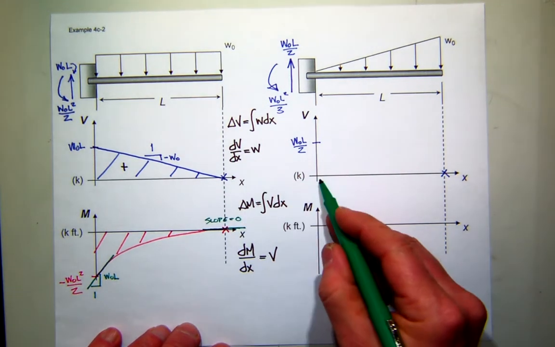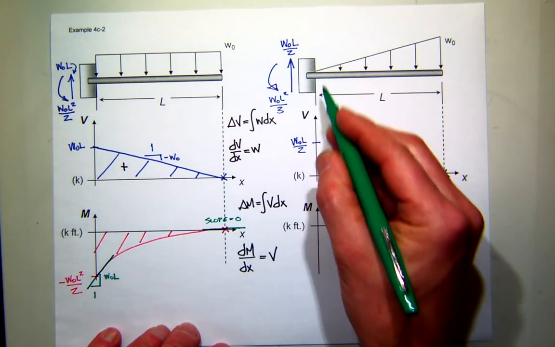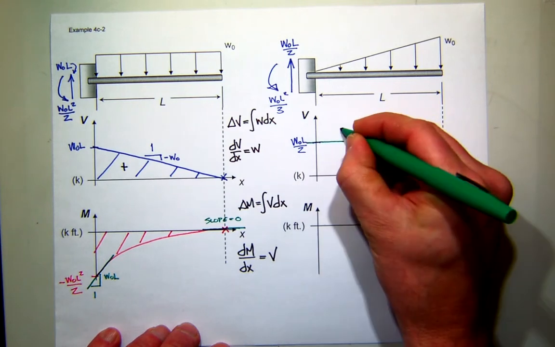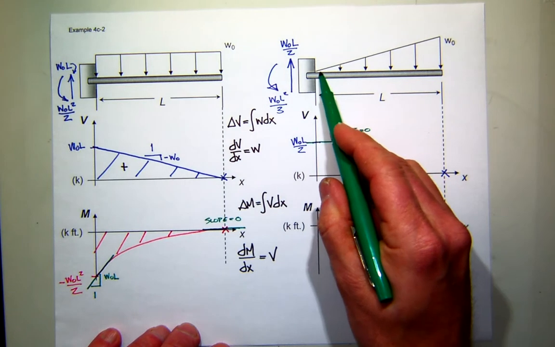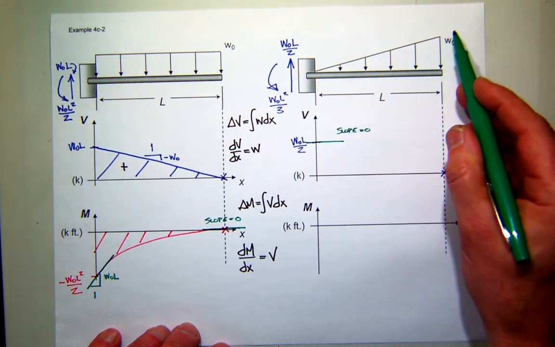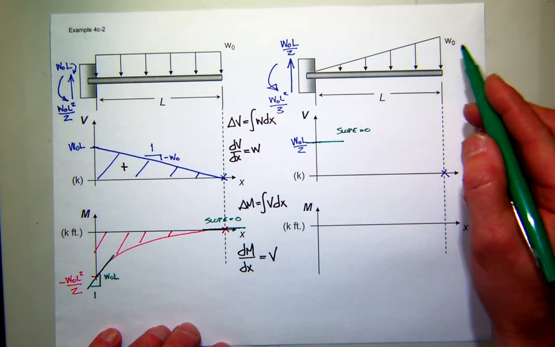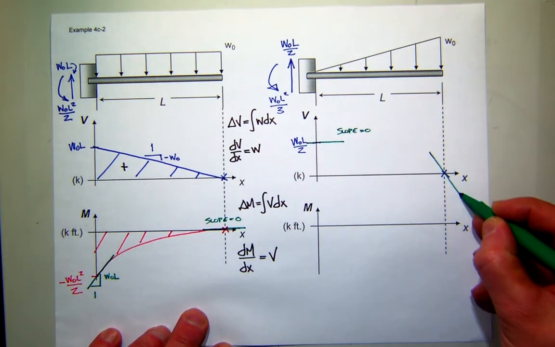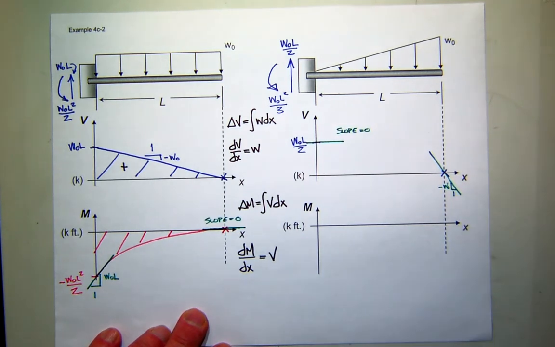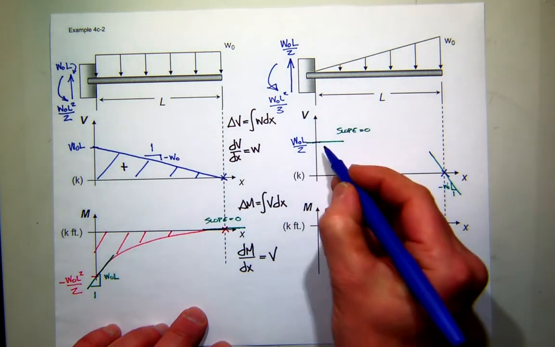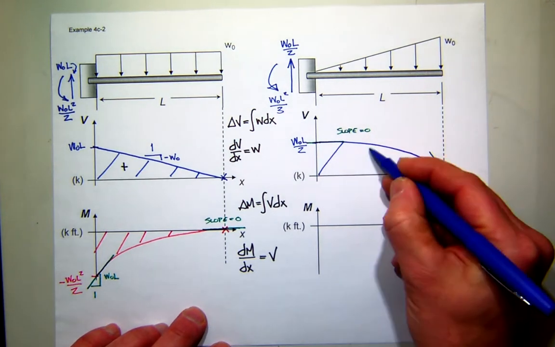Well, what is the load starting here? What's the load right there? 0. So that means we should have a 0 slope. And that slope should get larger and larger all the way to a value of W naught. And is it positive or negative? It's negative. So negative W naught at the end. And then all you have to do is draw something to fit in there. So there's your shear diagram.